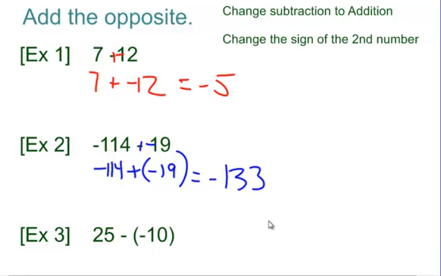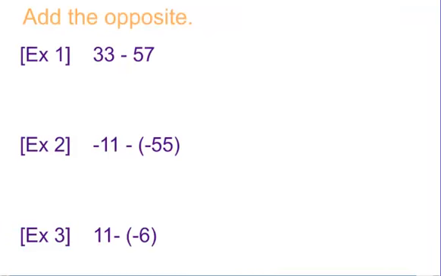All right, let's look at number 3. So, change the subtraction to addition, change the sign of the second number. Again, sound effects. Now, instead of 25 minus negative 10, we have 25 plus positive 10, which is 35. Signs are the same, so we add. Take the sign of the higher number, it is positive. Okay, now try this one on your own.